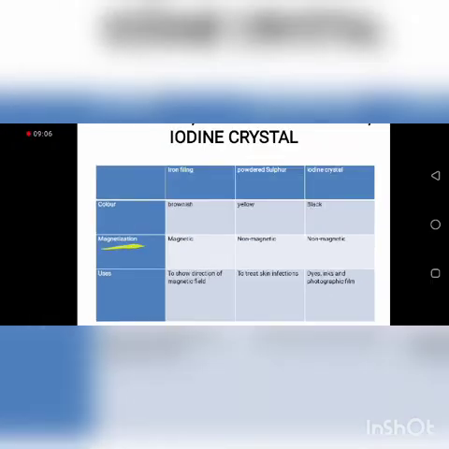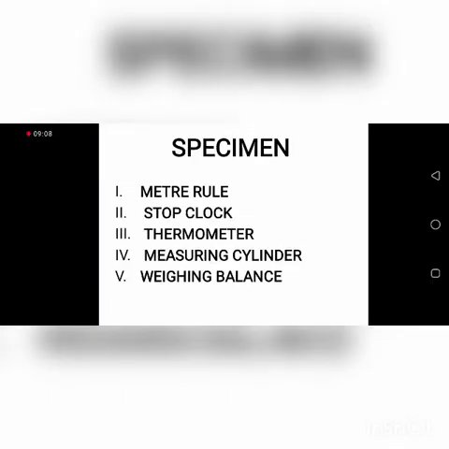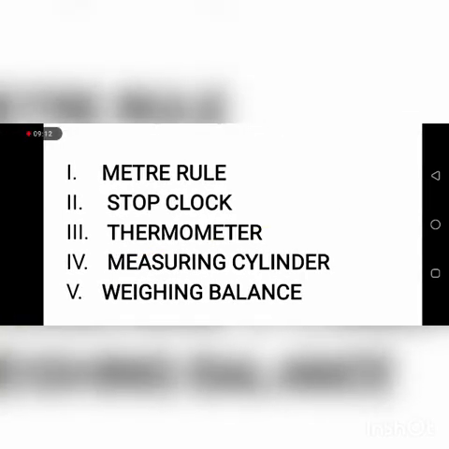So now the next one is the other specimens that were given: meter rule, stop clock, thermometer, measuring cylinder, and weighing balance. These five specimens or samples were given to us, and what do you expect to know? The first thing is identification. You will be asked to identify them. When you see them, they will put them on the table and you'll be asked to identify the following samples.